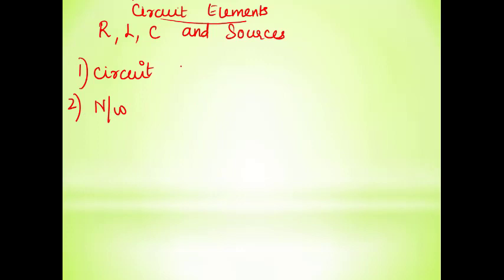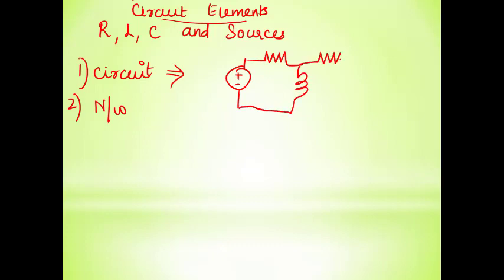So what is a circuit? A circuit is nothing but a combination of R, L, C and sources. For example, let me take a circuit. I have an R here, L here, L and C here, R and C here. This is a circuit, and this is a voltage source. So the circuit has R1, R2, L, C.